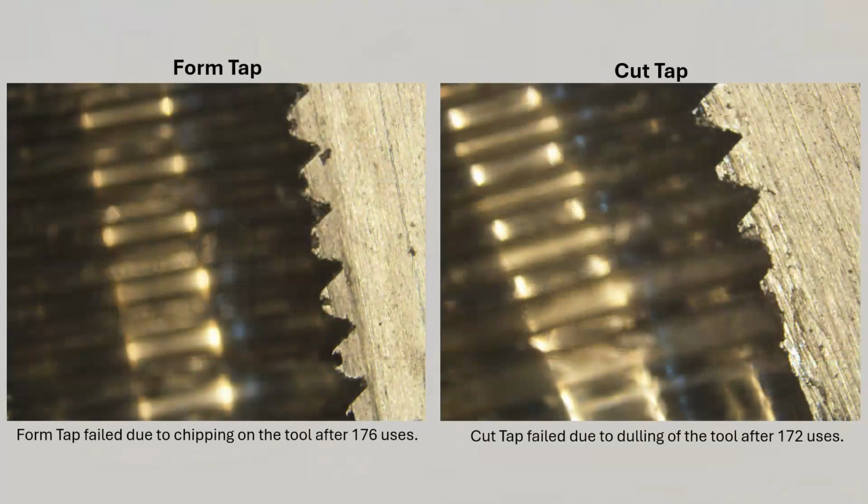We identified failure of the taps when the threaded holes were no longer accurate enough to properly fit an M12 go-no-go tool. For the form tap on the left, it was after 176 holes and failed due to the form tap chipping, and on the right, the cut tap failed after 172 holes due to the tap dulling.